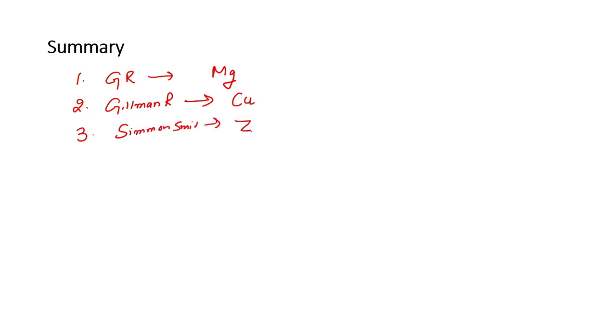Finally, the summary. We studied Grignard reagent, and in Grignard reagent the metal is magnesium. Number 2 is Gilman reagent, where the metal is copper. Number 3 is Simmons-Smith reagent, and in this case your metal is zinc. Regarding stereochemistry, there is retention of configuration.